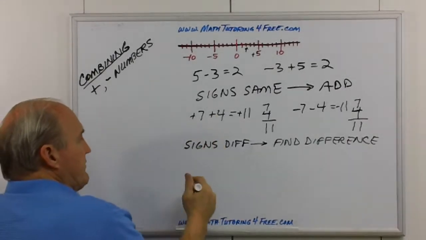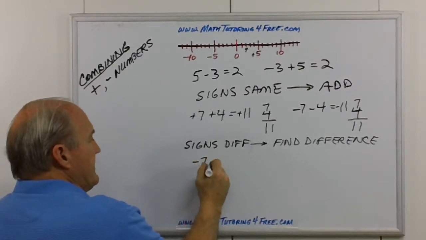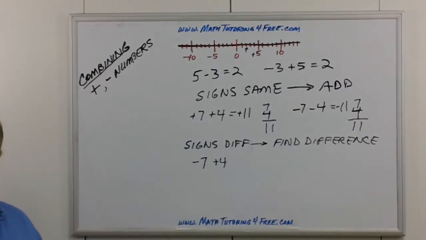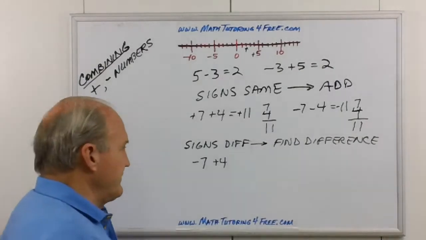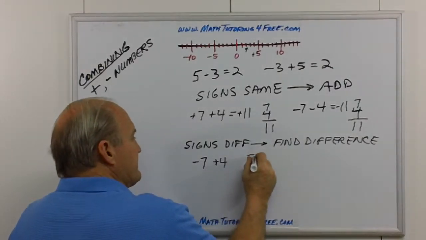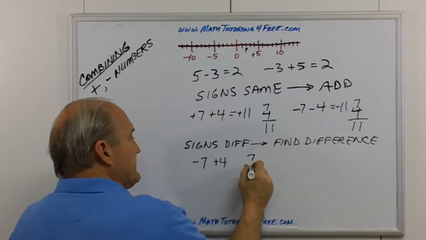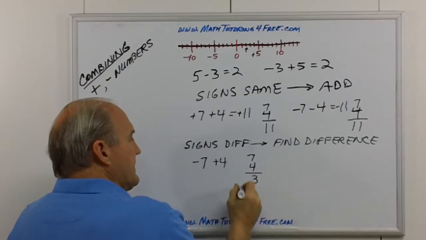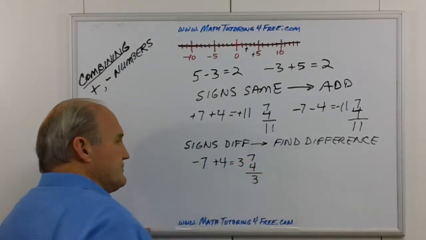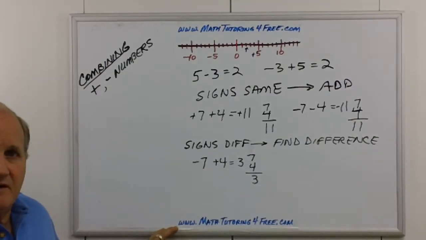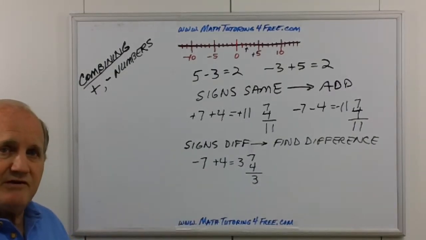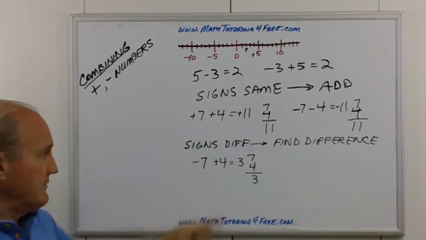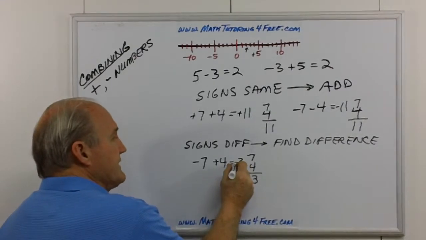Let's use the 7 and 4 again, but let's say it's a -7 and a +4. Here's a case where the signs are different, so we have to find the difference. By finding the difference, we're going to take the absolute value of this -7, the absolute value of the 4, and we're going to subtract the smaller from the larger, and we get 3. Now the question is, what is the sign of that 3? Well, I always tell the kids, what do we have the most of to start with? We had more negatives than we did positives, so we're bound to end up with a negative for the answer.